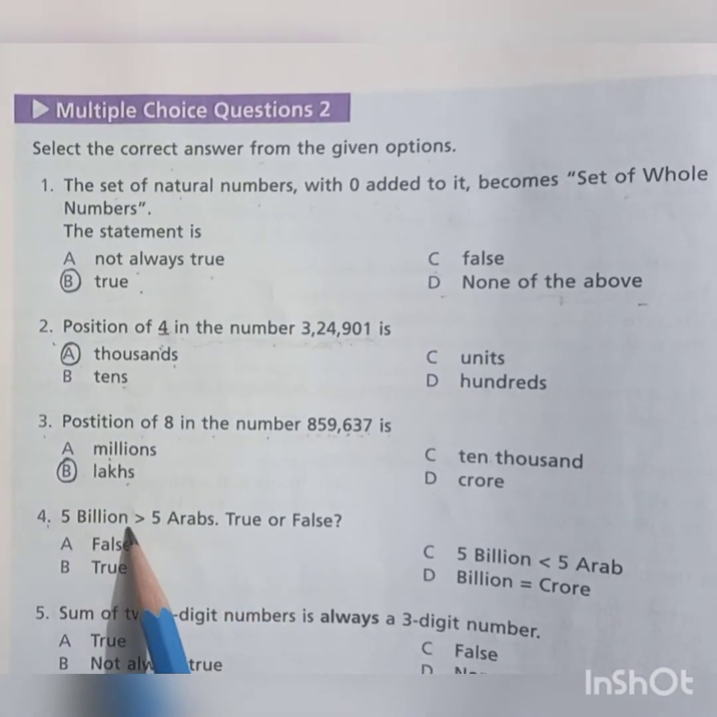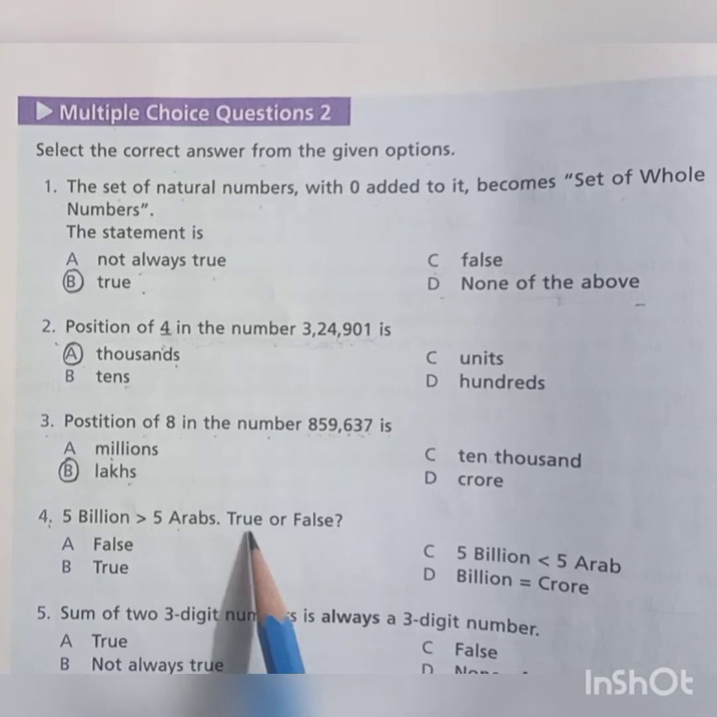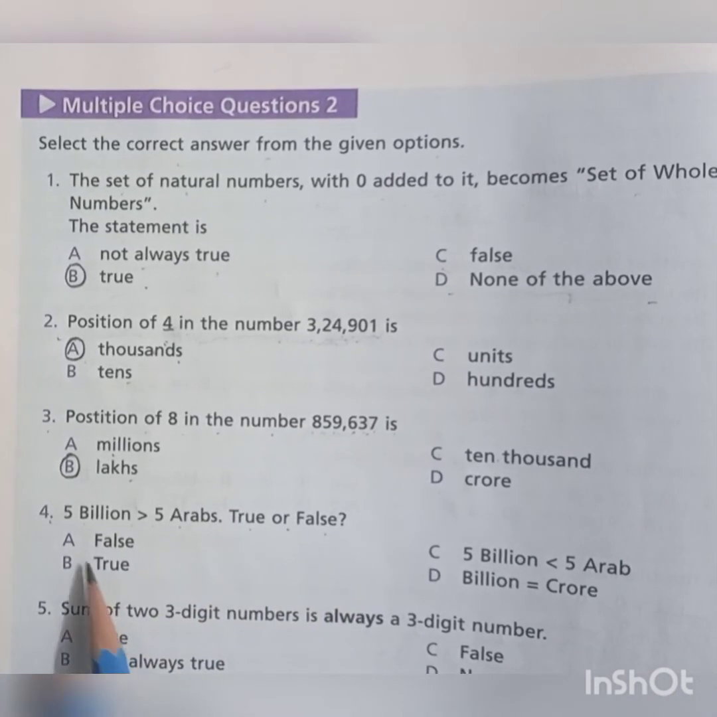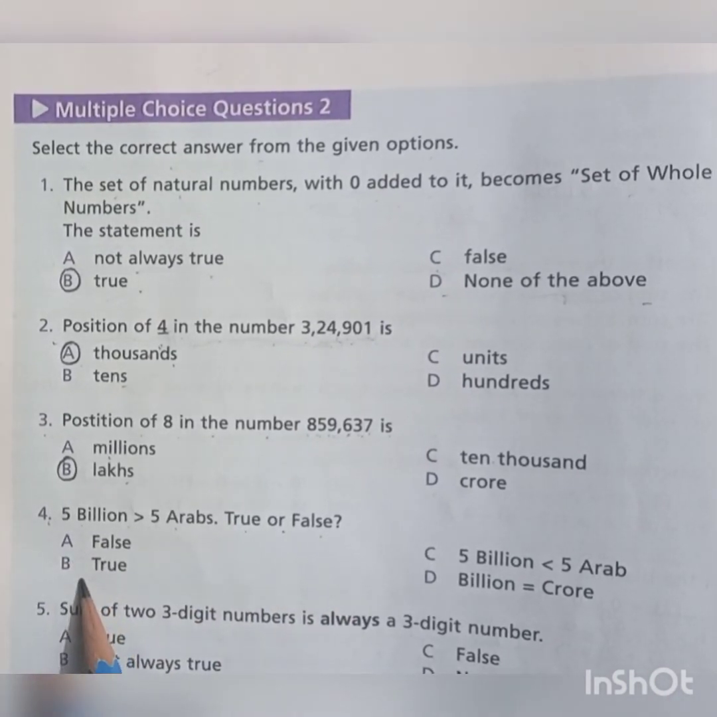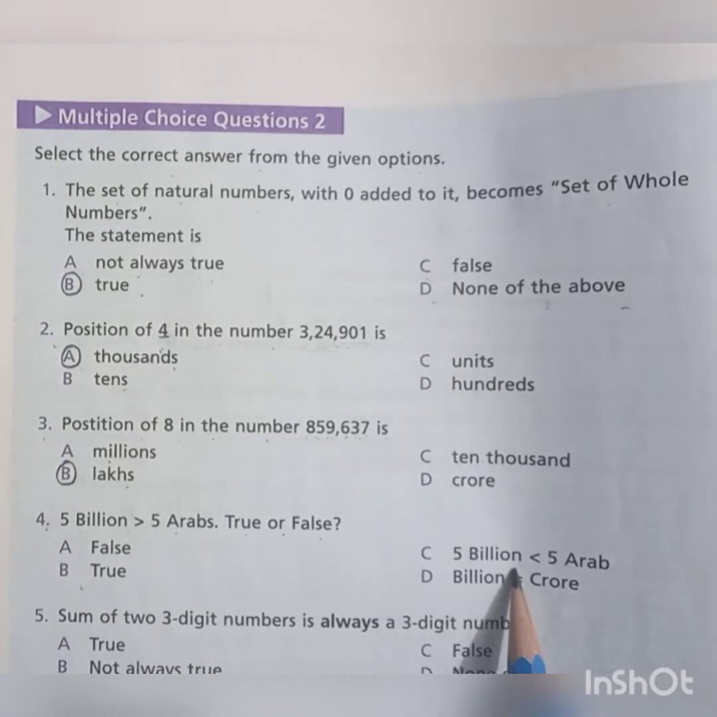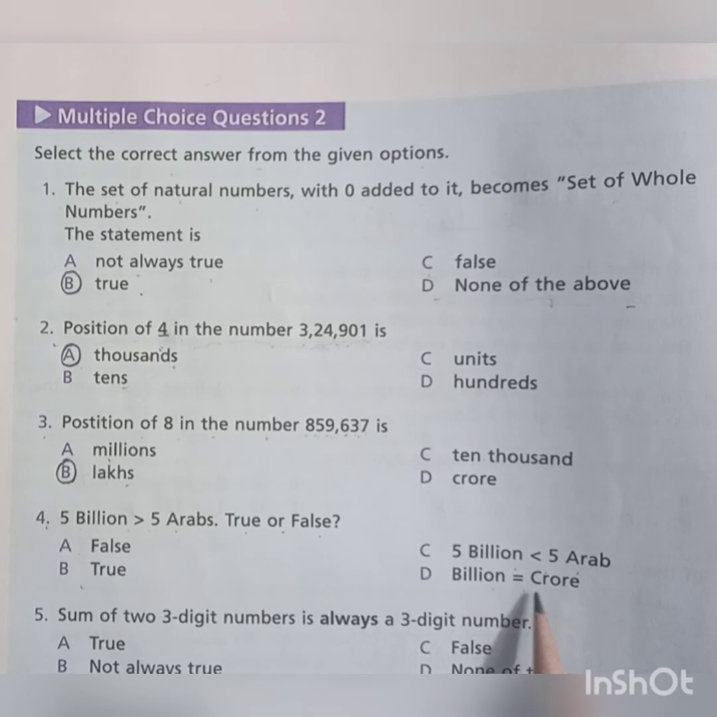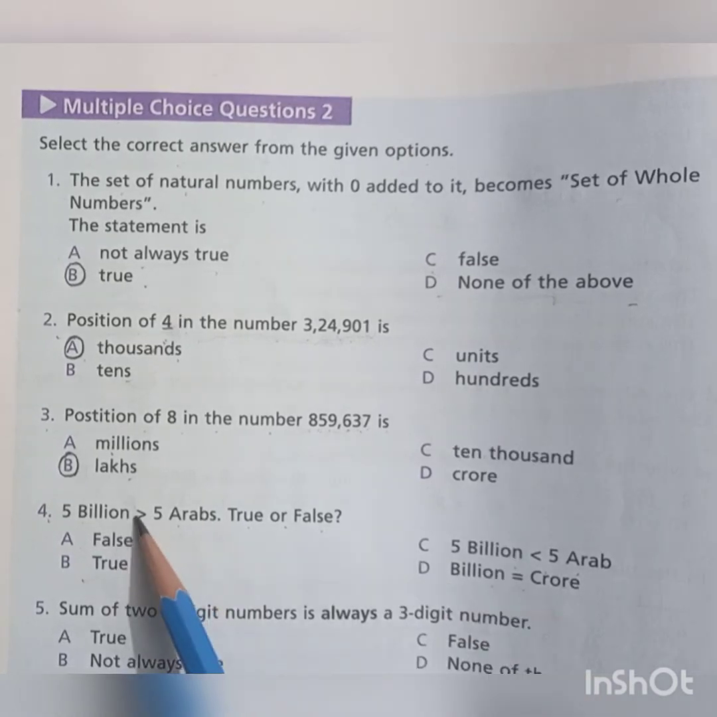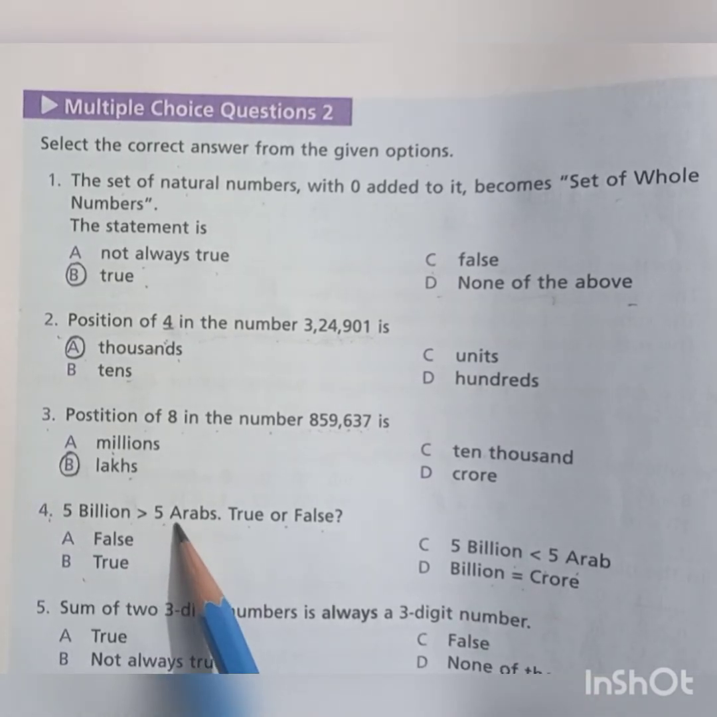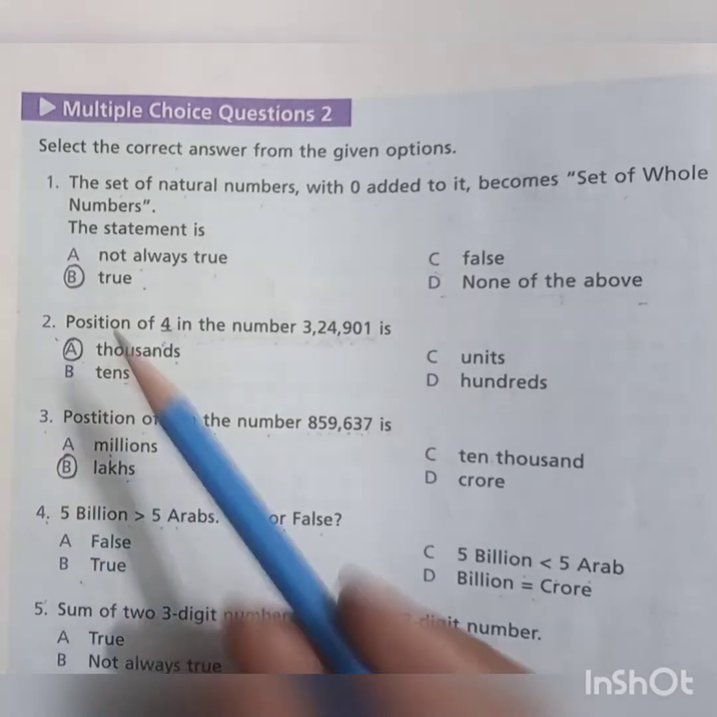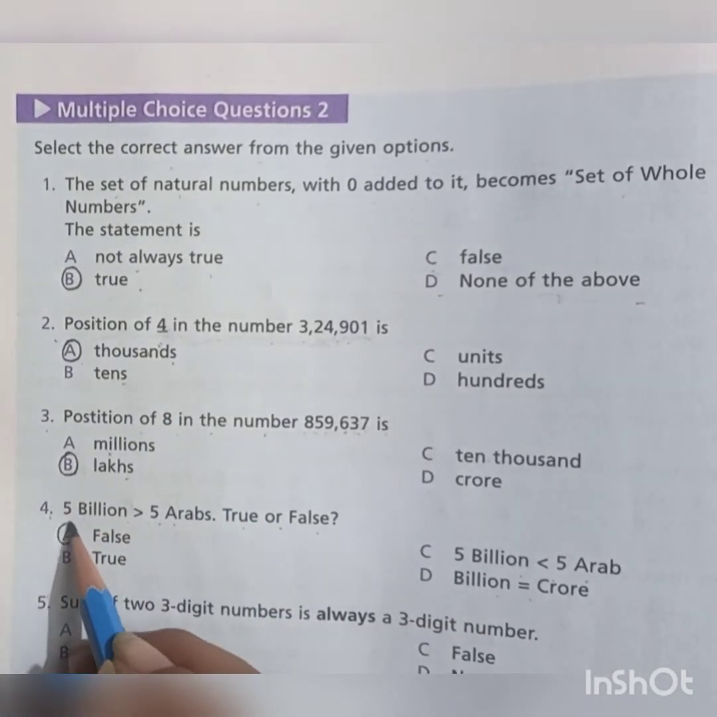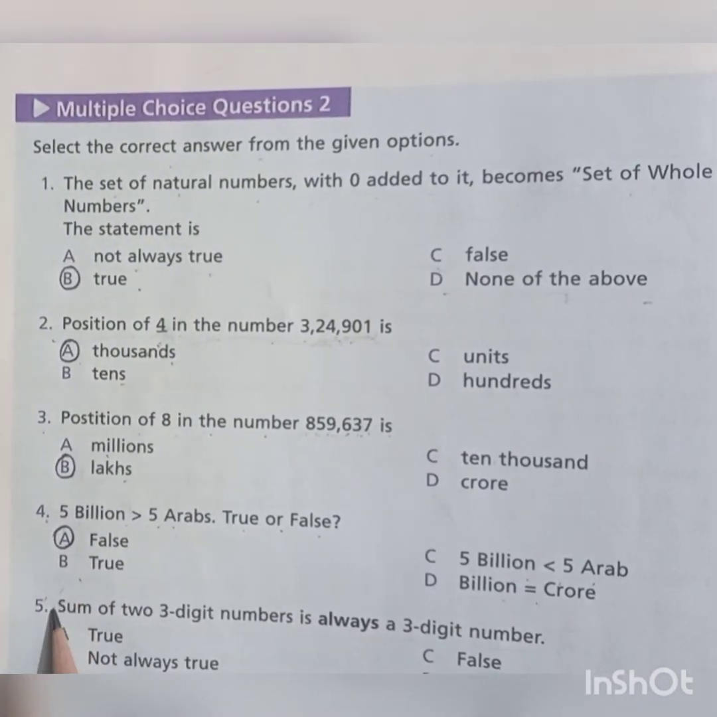Fourth one is 5 billion is greater than 5 arabs. Either it is true or false. Option A is false, option B is true, option C is 5 billion is less than 5 arabs, and option D is billions is equal to crore. As we know that 5 billion is not greater than 5 arabs, so this statement is false. Option A is correct.